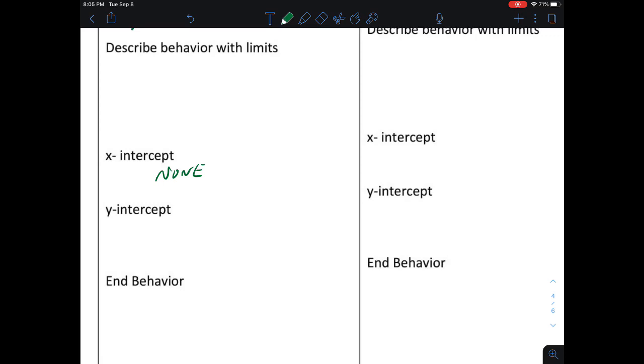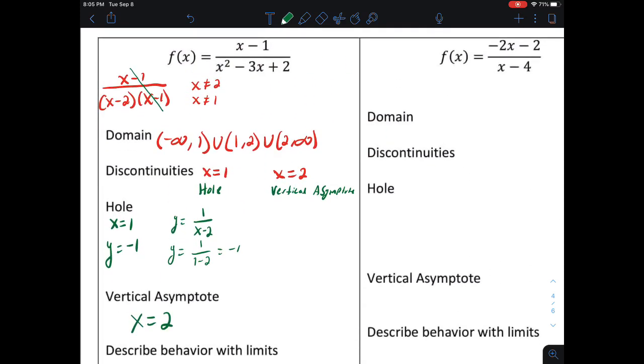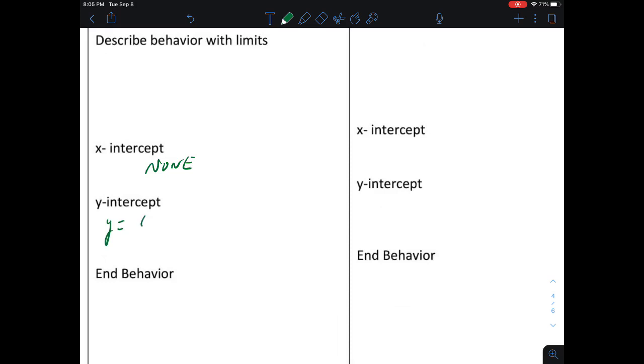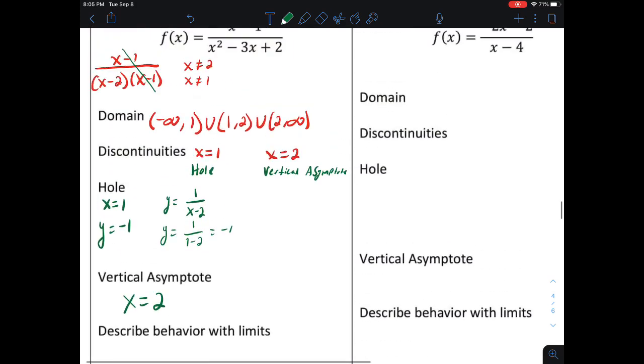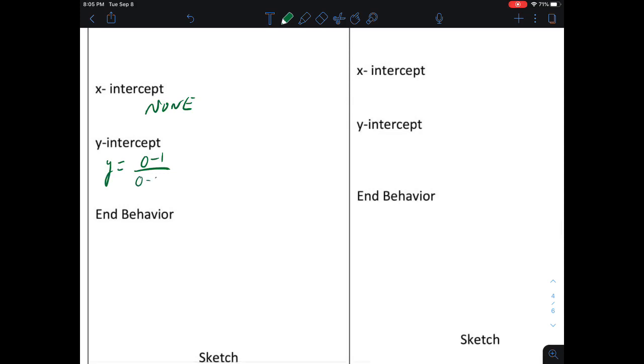My y-intercept, on the other hand, what we do is we take our problem and we're going to put in 0 for all of our x's. So everywhere there's an x, I'm going to put in a 0. So I got 0 minus 1 in my numerator. And in my denominator, we have 0 minus 0 plus 2. So our y value here is negative 1/2. So we have a y-intercept of (0, negative 1/2).